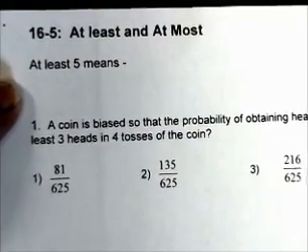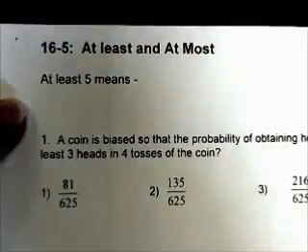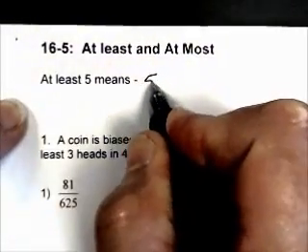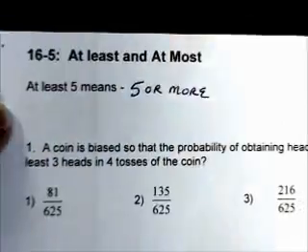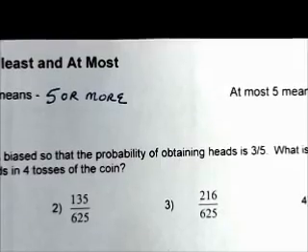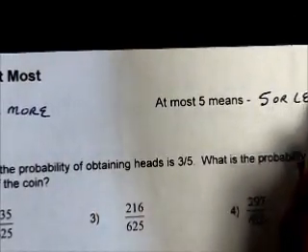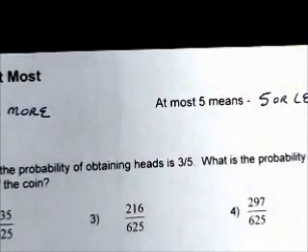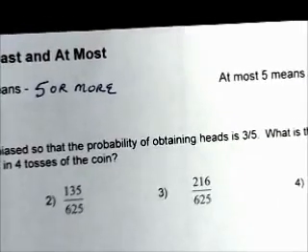At least 5 means if you have at least $5 in your pocket, that means that you have 5 or more. At most 5, if you have at most $5 in your pocket, that means you have 5 or less. We're going to be calculating at least and at most probabilities.